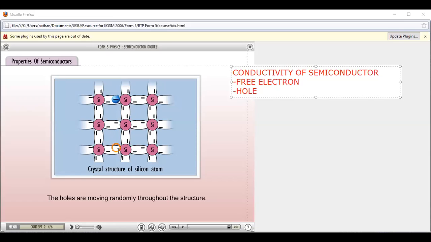Now the hole is not a positive ion. The hole is just an empty space, empty space for the electron to fill in. It's not an ion. But they call it positive because there is lack of electron.